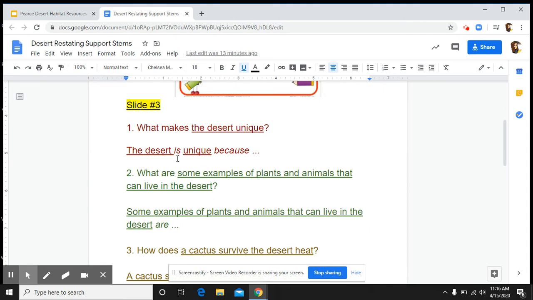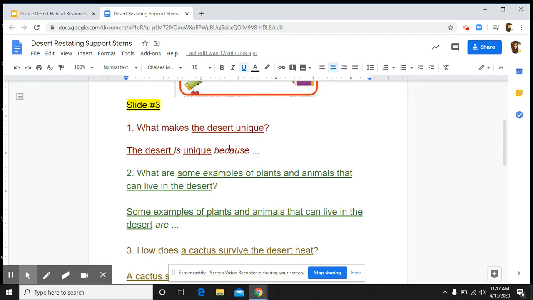The desert is unique because. Now, if you notice, I used italics, which is just a way to make the word stand out a little bit for the words is and because. Those are the new words that I added to my answer. The words that are underlined, again, are the words that I took from the question. Then I have my blank because that's where you come in to answer the question.